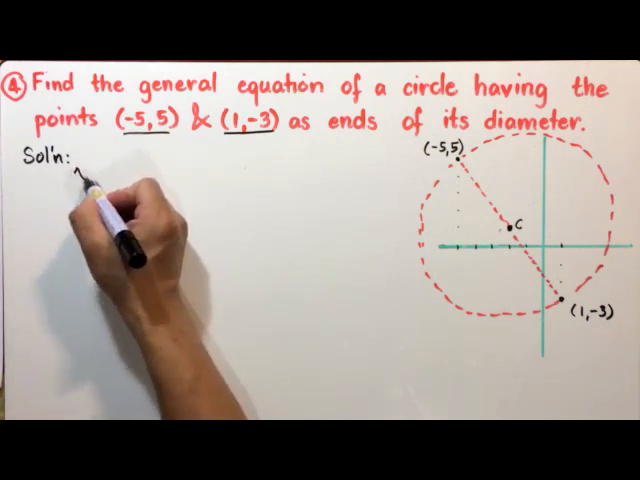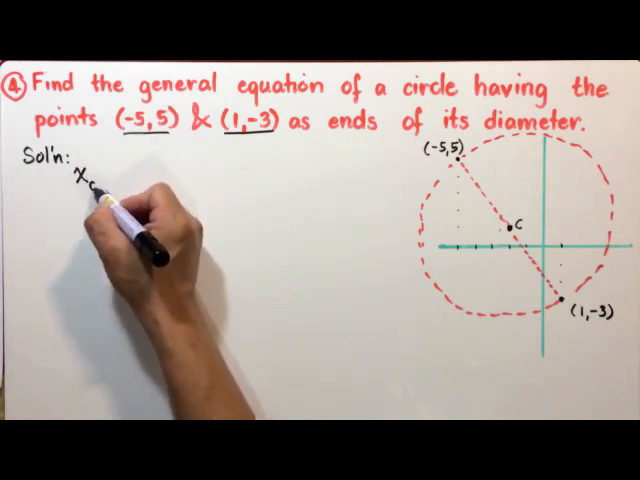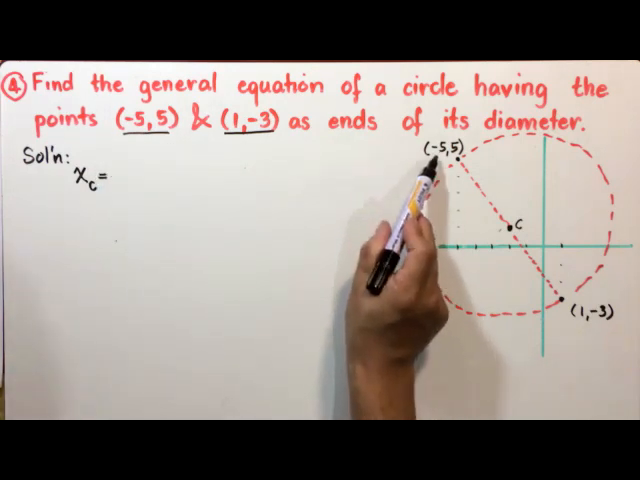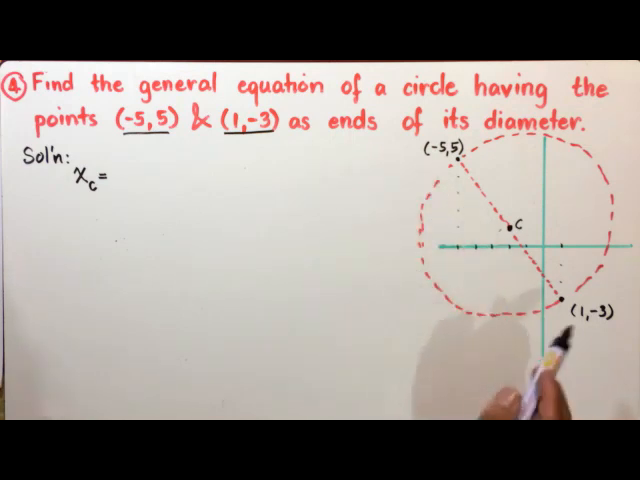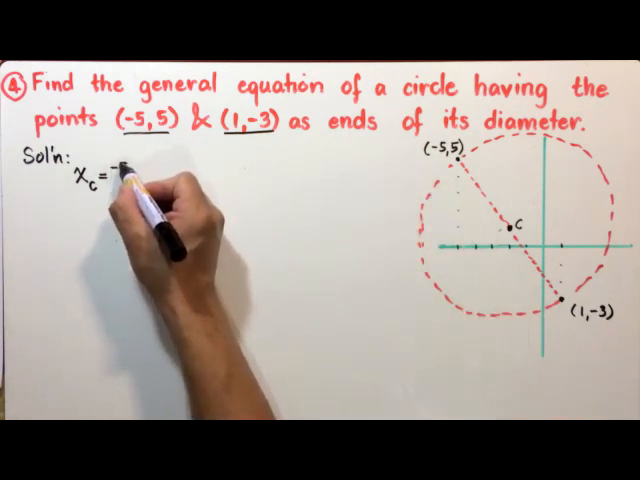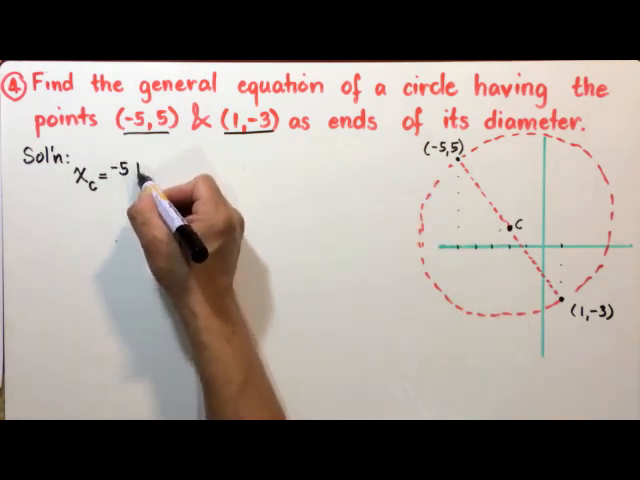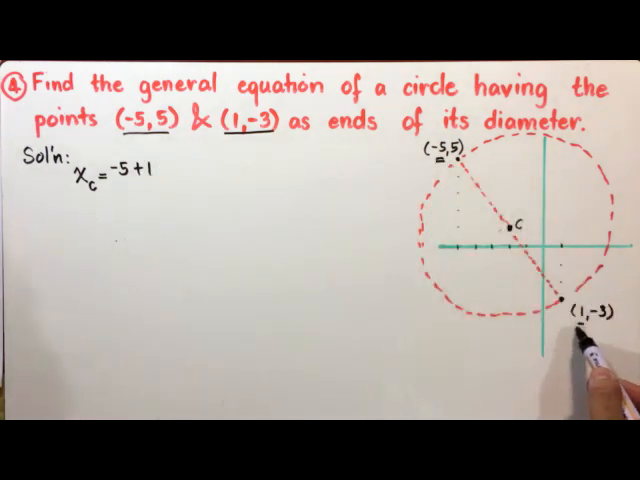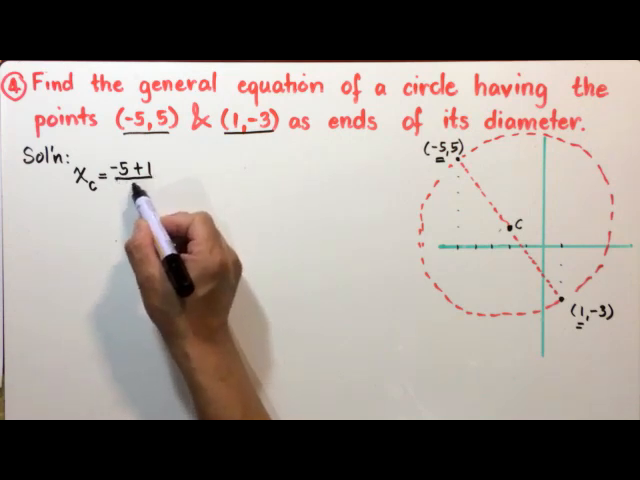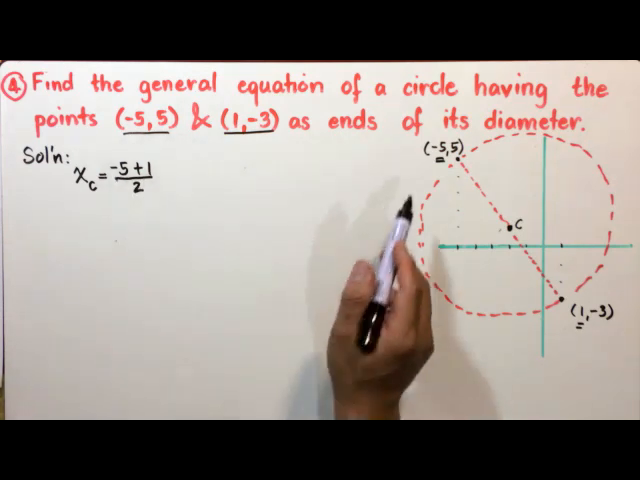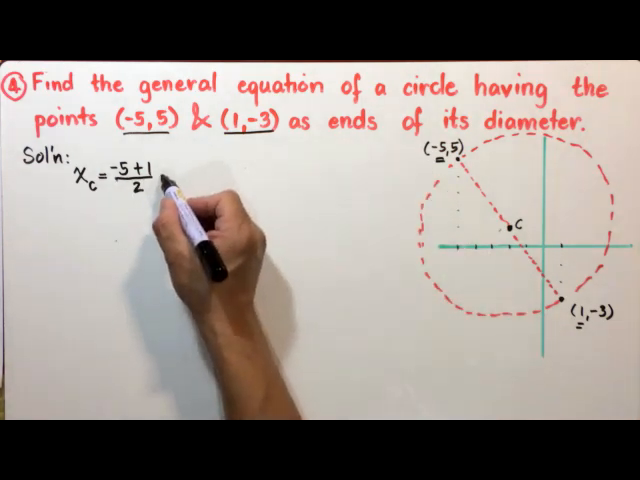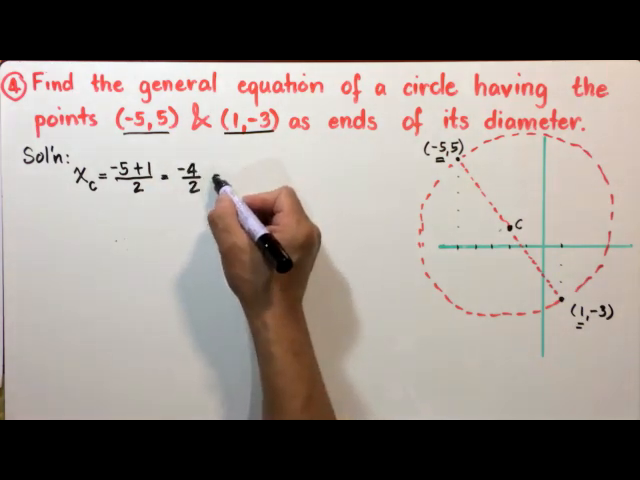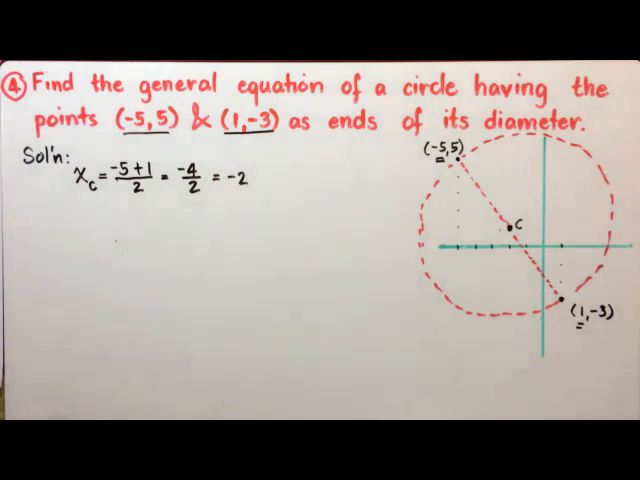So to find the midpoint, the x-coordinate of the center is, I need to add the x-coordinates of the 2 points, which is negative 5 and 1, and then divide it by 2. So you just get actually the average of the 2 numbers, which is negative 4 over 2. And if you divide, that's negative 2.